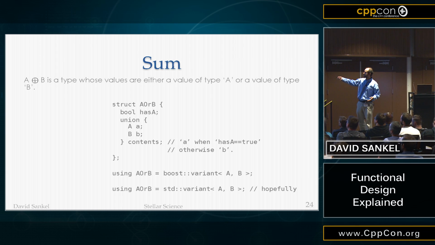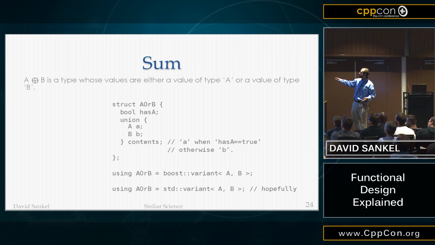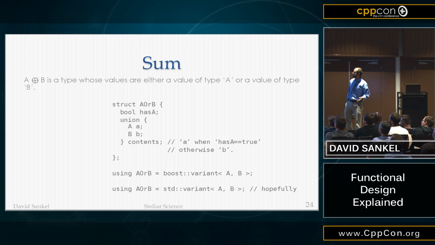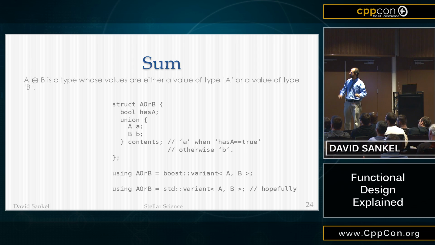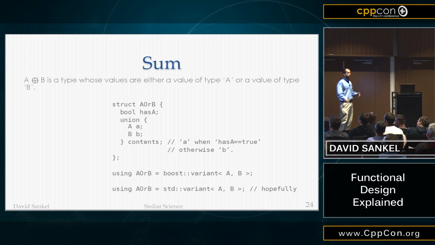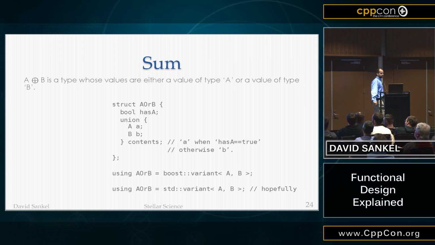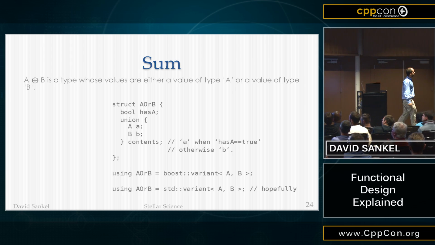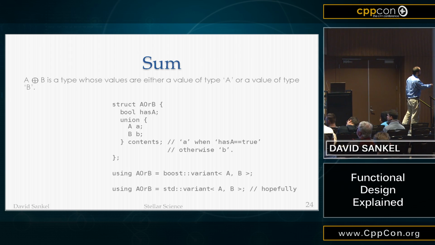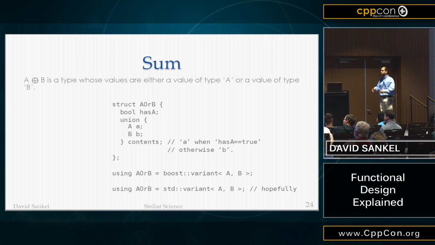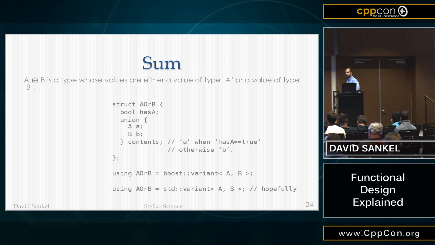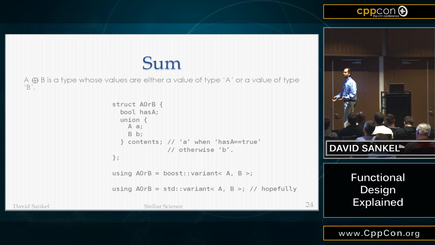So we have a little tag here, and it tells us whether the union has an A or has a B. And you put this little invariant saying, it's A when has A equals true, otherwise B. So that's one way to implement that. And that's fine and dandy. It's kind of nasty. Or you can use boost variant. A boost variant is going to have a value of type A or a value of type B and give you a nice interface.